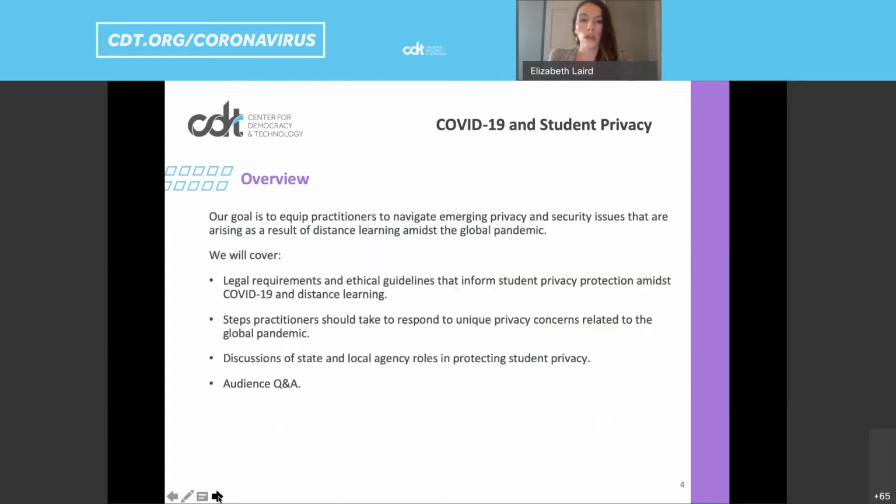So our agenda for today, I'm going to give a brief presentation that is an excerpt of some training that we released last week on how policymakers and practitioners can navigate student privacy issues in the context of COVID-19. So to do that, I'm going to start with, at a very high level, what are some of the legal issues and ethical guidelines. What is privacy? Why does it matter?